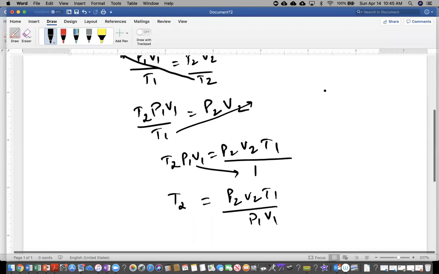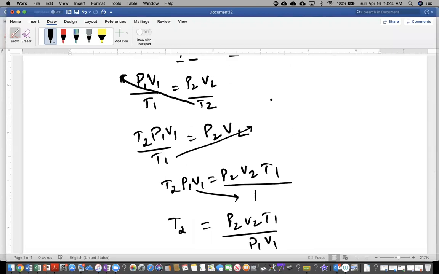Now, I showed you this in 4 steps. I would usually just do it in 1 step. I'll take this T2 up here. I know this T1 has to go up there. I know this P1 V1 has to come down here. So T2 goes up here, P2 V2 is staying there, P1 V1 is coming down here, and T1 is going up there. You see, in just 1 step you did all that.